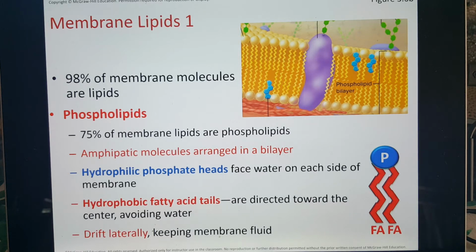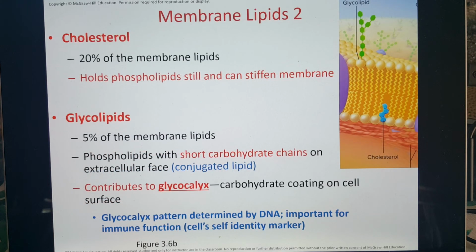So your cell membranes, your plasma membranes, aren't actually stiff. They actually are fluid. In order to keep it from being completely fluid, you also have cholesterol hanging out inside your plasma membrane. That helps to stiffen the membrane and give it a little bit more structural support.